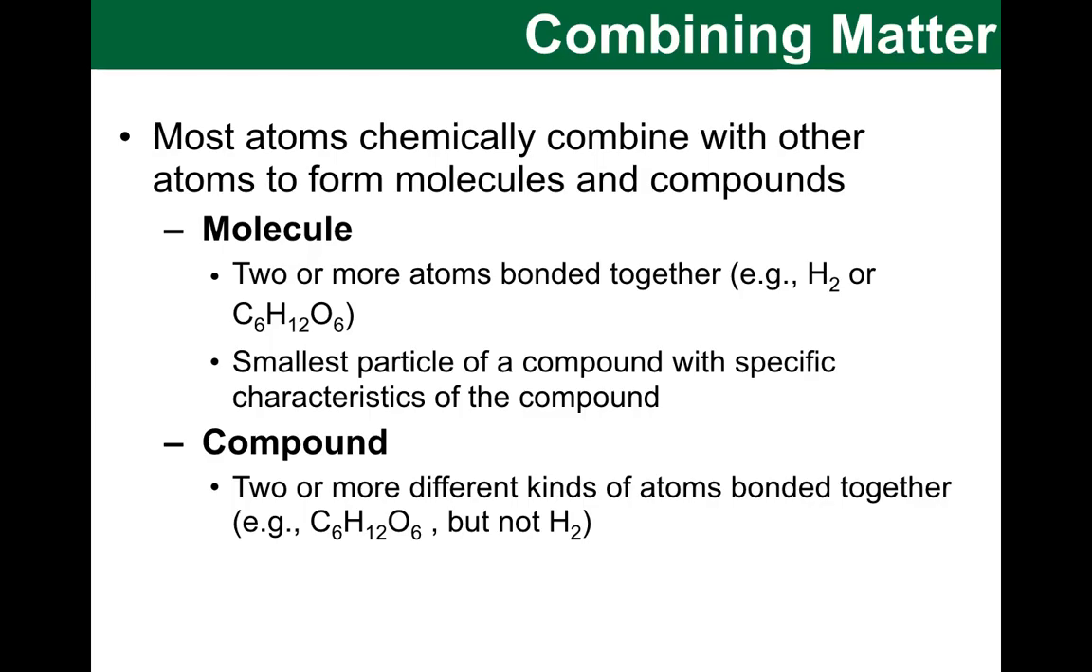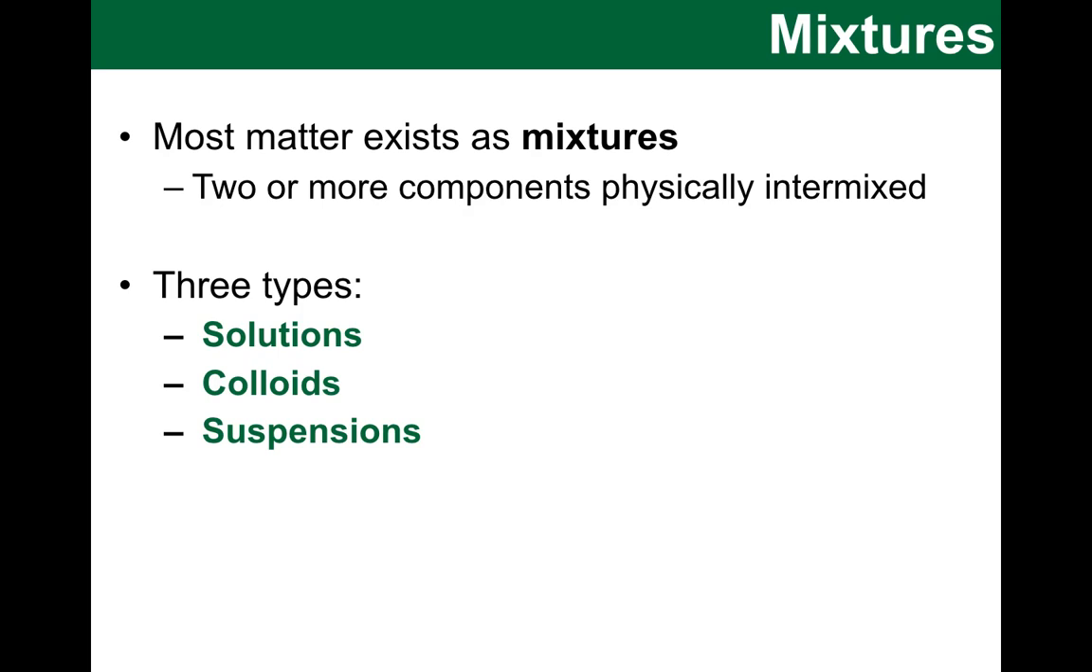Okay, I think that we are now ready to look at what happens when atoms join together. So when 2 or more atoms join together, we have a molecule. And when these molecules are made of 2 or more different types of atoms, we end up with a compound. And different matter exists as mixtures. And we have solutions, colloids, and suspensions. Again, I would expect that you have covered these in your previous courses.